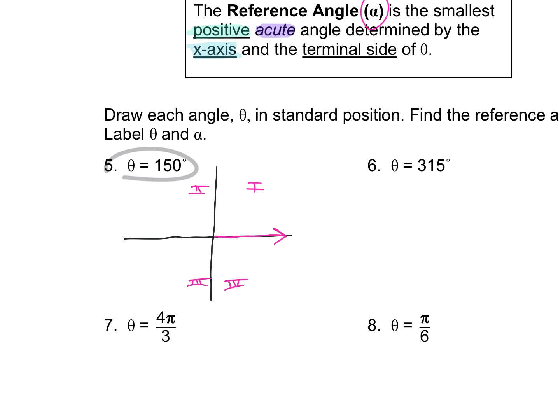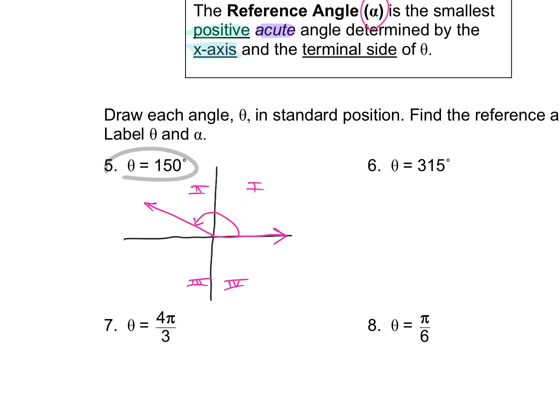All right, so we've got 150 in the second quadrant. And remember we take 90, 180. Which one's it closer to? 180. All right. So if we drew our 150 degree angle, it would look something like this. Yes? Okay, so none of that's different. To find the reference angle, this is where we go back to the key terms.